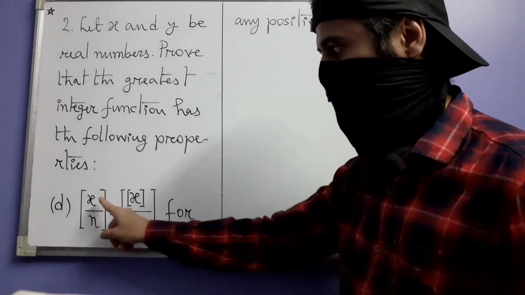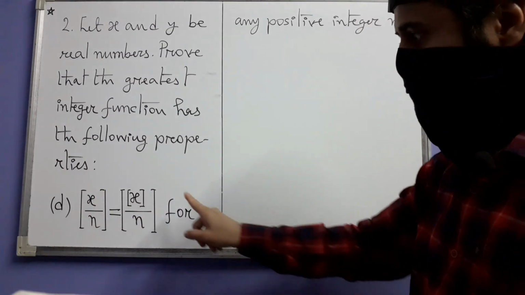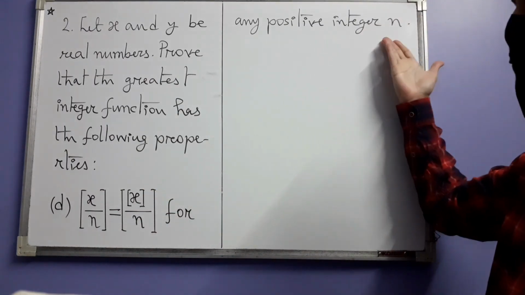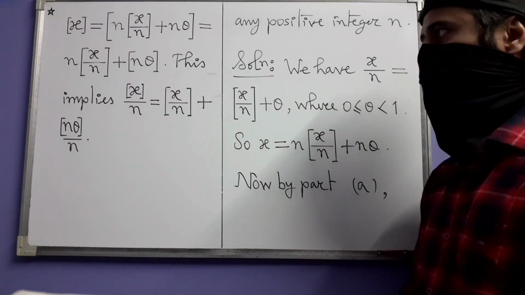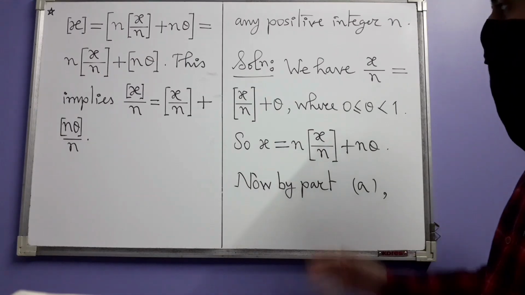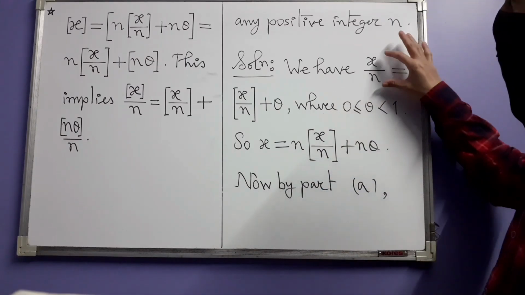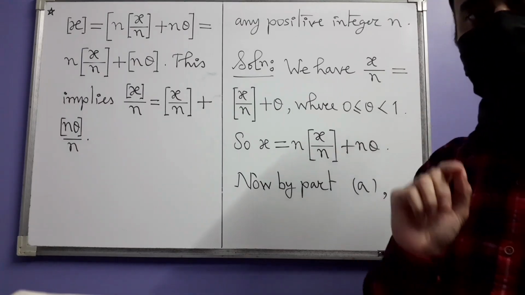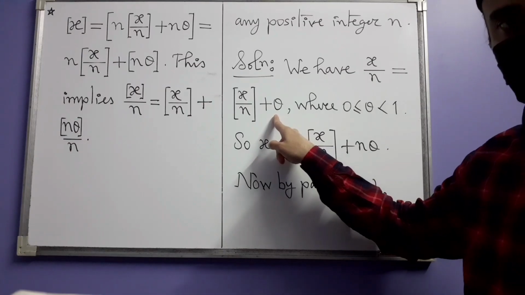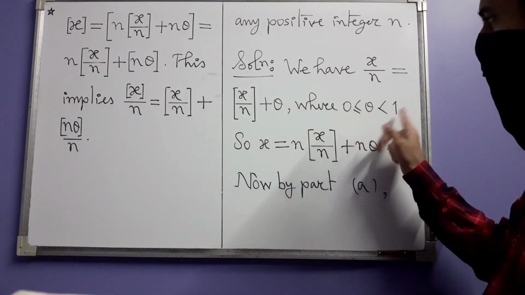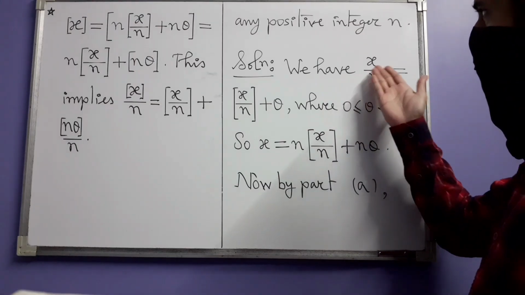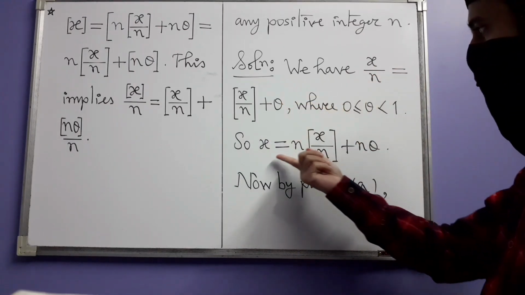The greatest integer value of x divided by n equals the greatest integer value of the greatest integer value of x, divided by n, for any positive integer n. As usual, we first solve this part and then go to the other parts, and we start the solution like this. We already know that the real number x divided by n equals its greatest integer value plus another real number theta, which is non-negative and is less than 1.